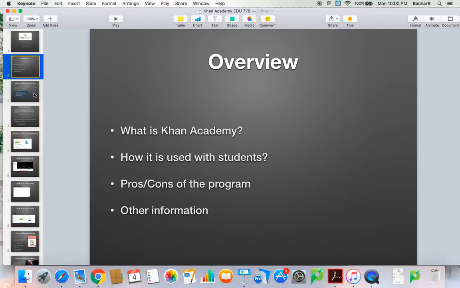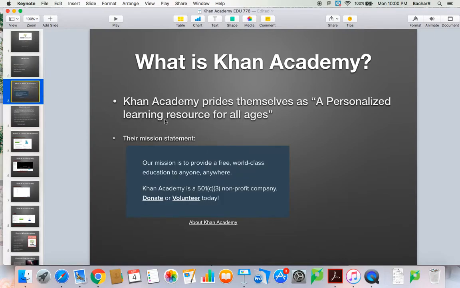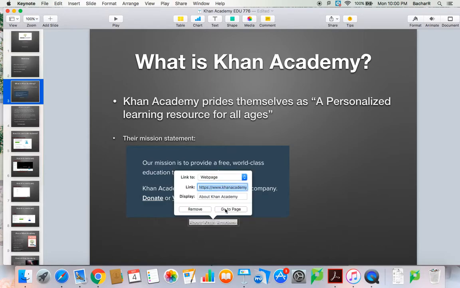So first and foremost, what is Khan Academy? Khan Academy pride themselves as a personalized learning resource for all ages. Their mission statement is simple, and it's on the screen. Our mission is to provide a free, world-class education to anyone, anywhere. And I also wanted to highlight that Khan Academy is a nonprofit company, which is big and key in understanding Khan Academy's concept. So let's actually look at their About page to figure out more.